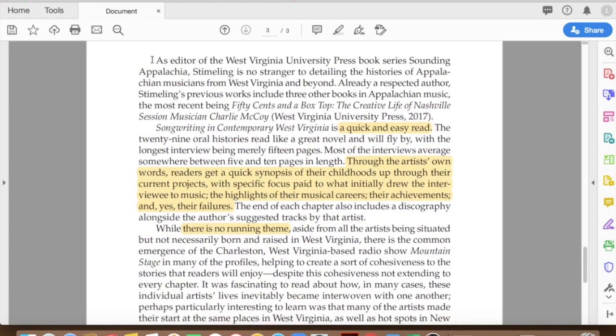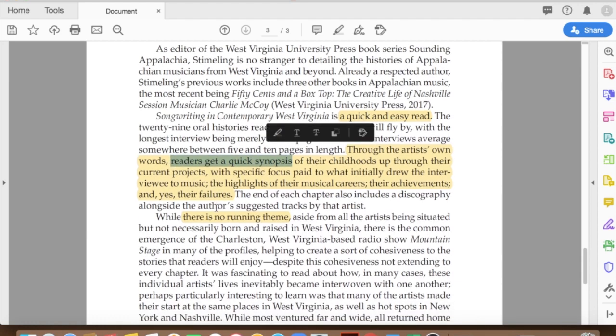This author, Allen, goes on to talk more about the book. He's talking again about the author's credibility. And now he's really giving us his assessment. He says that it's a quick and easy read. He tells us that Stimeling uses the artist's own words and what readers get out of this book. So there's really a sense of purpose and audience here.